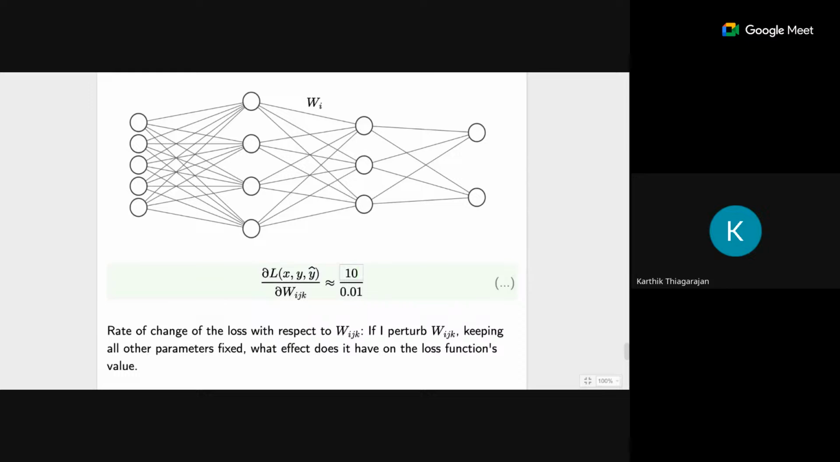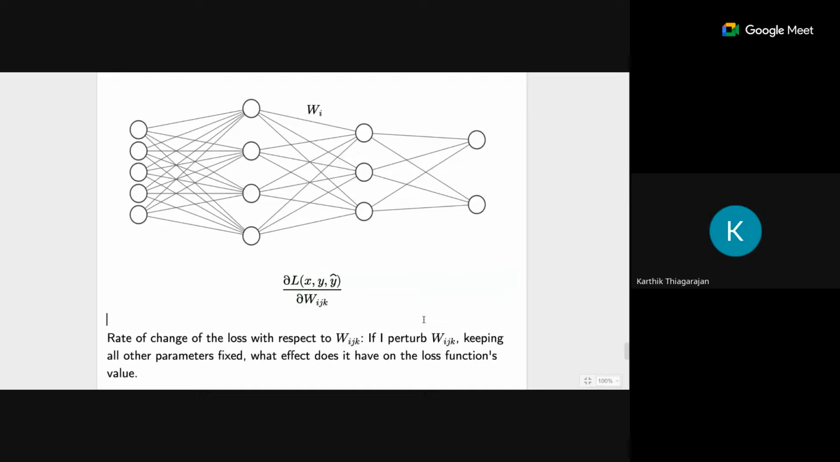This is a bad change. If I increase W by 0.01, the loss is blowing up. So this is bad for me. Maybe for some other weight connection, this may be minus 100. This is good for me, because if I increase the weight by 0.01, the loss decreases and it decreases faster. So this is a good weight for me. Is this idea clear, what we are trying to do? Okay, that is the overall idea.